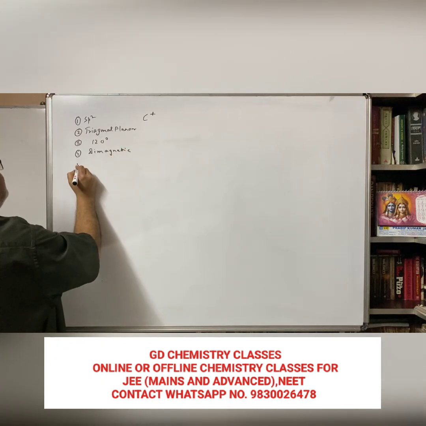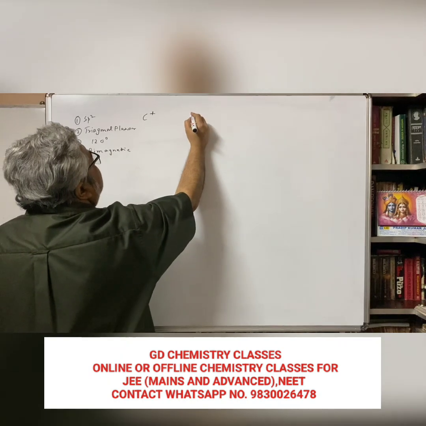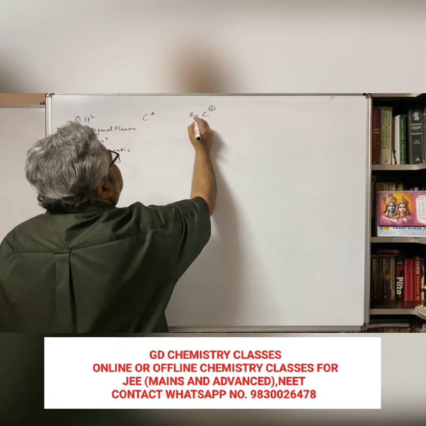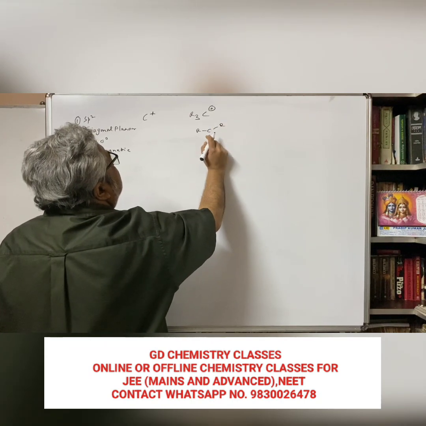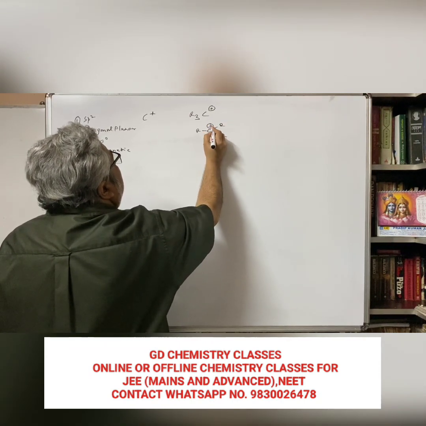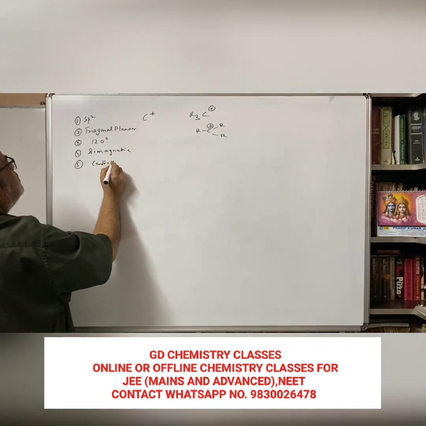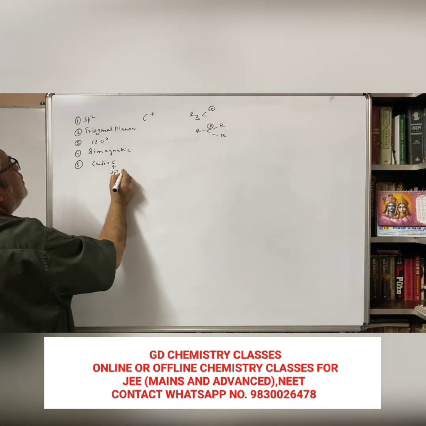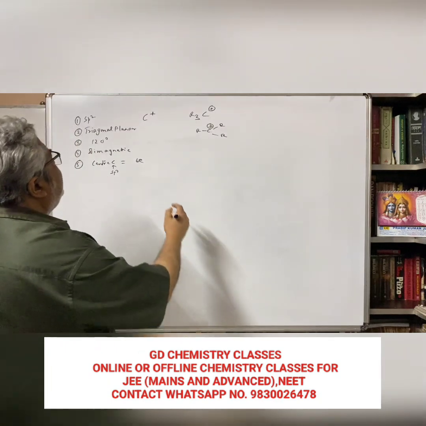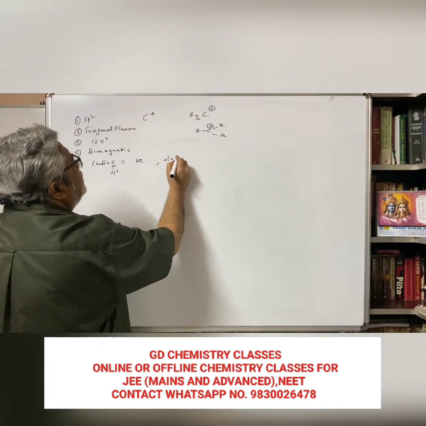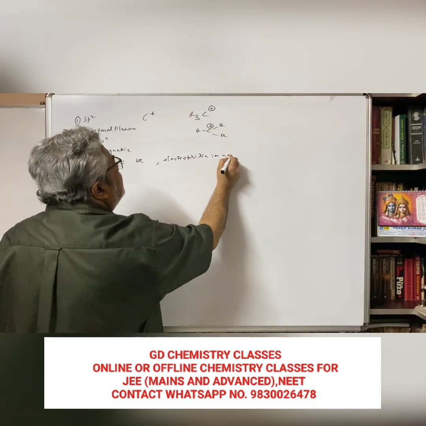Now the main thing is the central carbon atom: how many electrons are there? Suppose I am taking this R3C plus. If we consider the central carbon atom, which is sp2, there are only 6 electrons. That means it's 2 electrons short of an octet. So it is electrophilic in nature, that means it is electron deficient.